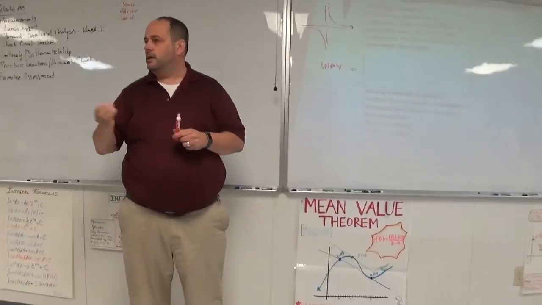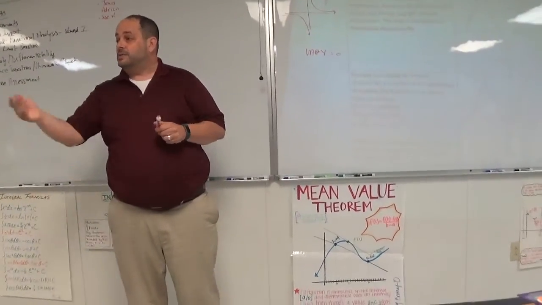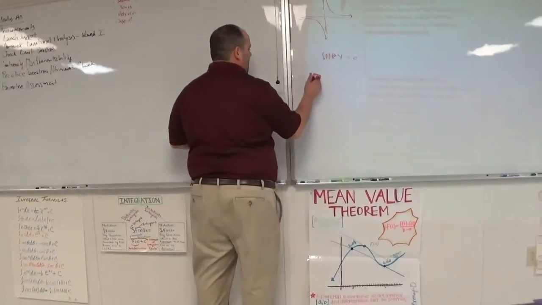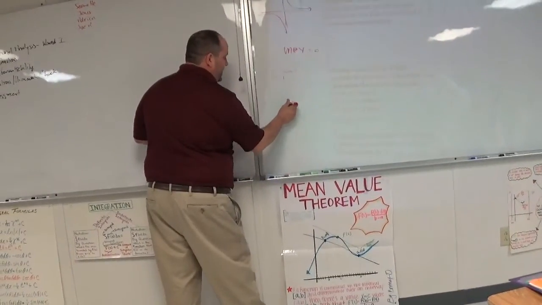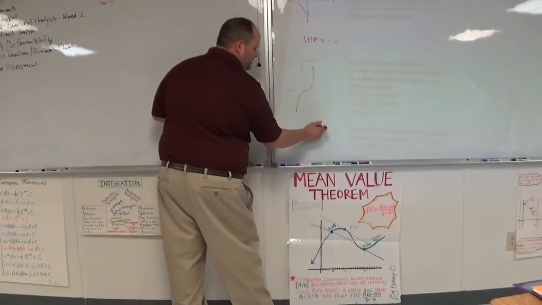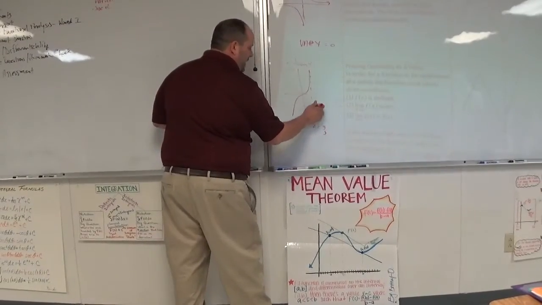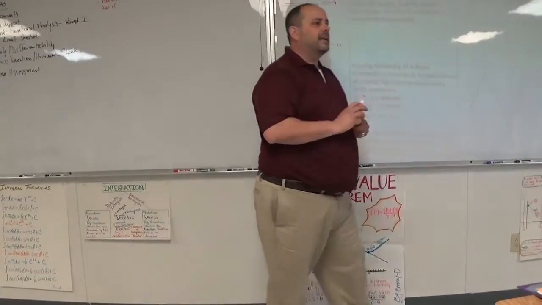And Daisy? Tan of x. Y equals tan of x. Ooh, Daddy likes tan of x. Y equals tan of x looks like that. Vertical asymptote at pi over 2.